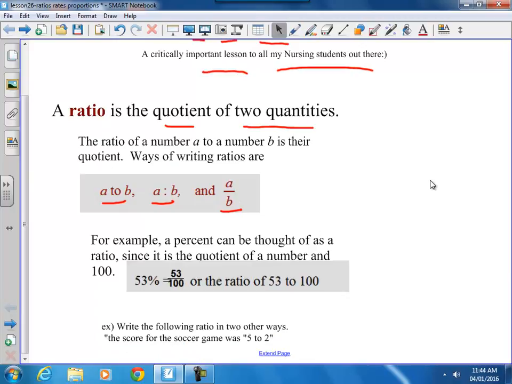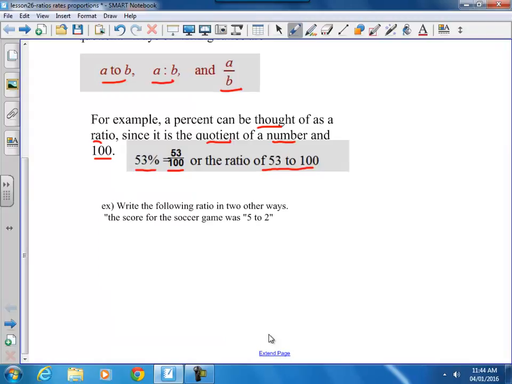So let's practice. A percent can be thought of as a ratio since it is the quotient of a number and 100. So 53% really means 53 out of 100. Or you can write it as the ratio of 53 to 100. But let's actually practice writing our ratios in a couple different ways.